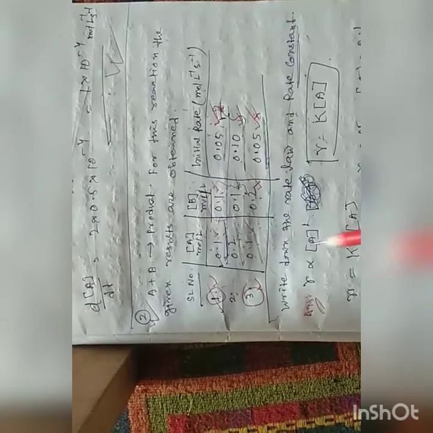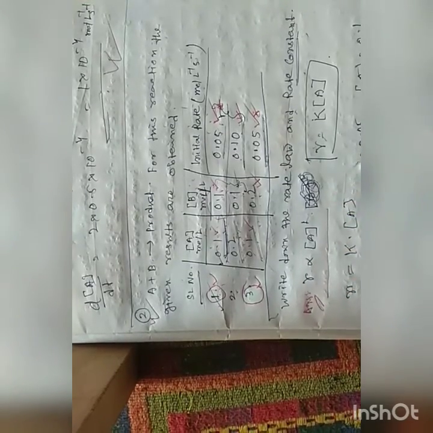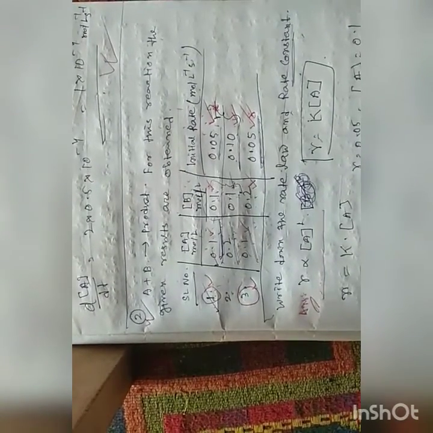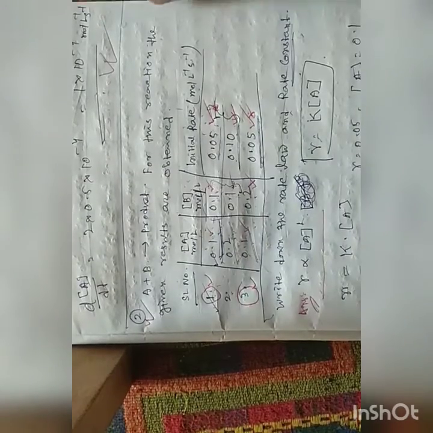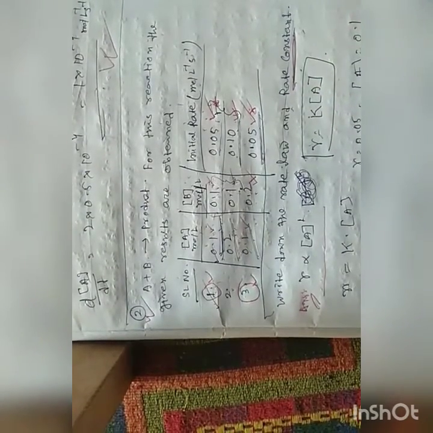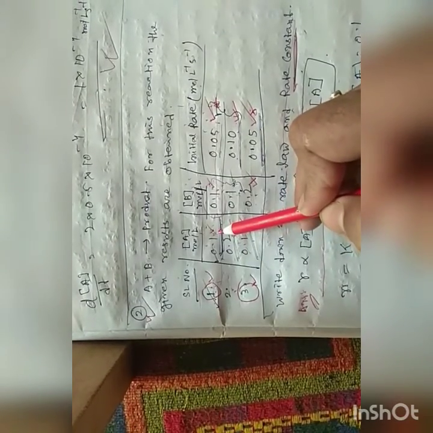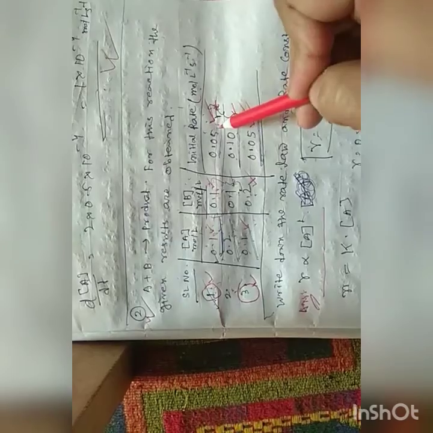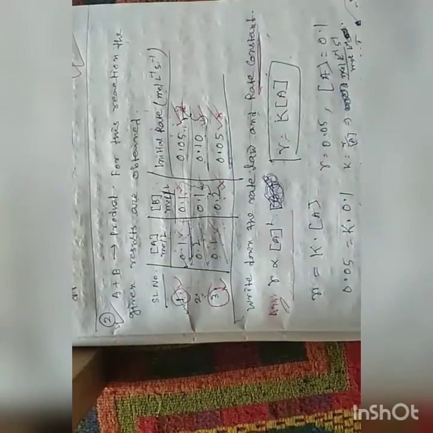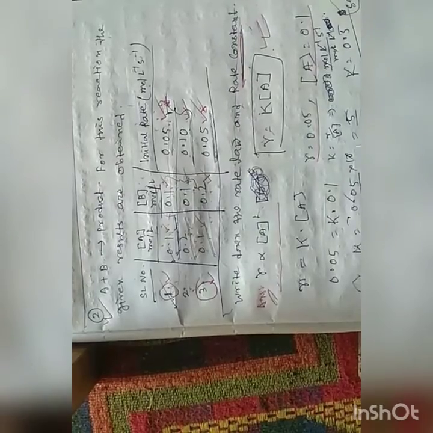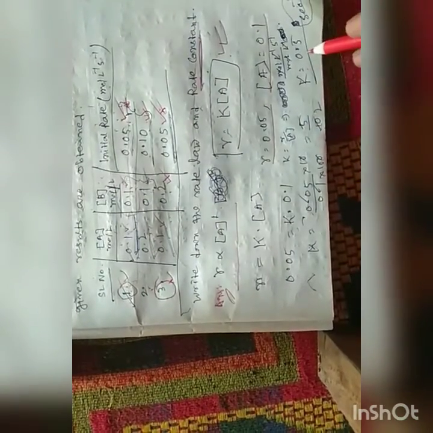So this is the rate law: rate is proportional to the concentration of A to the power 1. Now we have to calculate the rate constant. How can we calculate it? We can take any one result: result 1, 2, or 3. If I take result 1, the concentration of A is 0.1 and the rate is 0.05. By putting this in the equation, we can obtain the rate constant. The rate constant is 0.5.